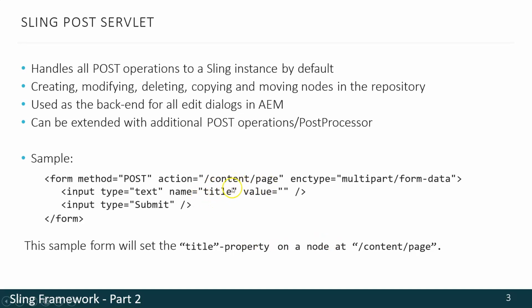This action property is a node path in the repository. This node will be modified during the Sling Post Servlet execution. The name property in a parameter contains a node property which will be modified, and the value property defines a new value for the node's property. After this form submission, that is, the title property will be set on a node that is content page.